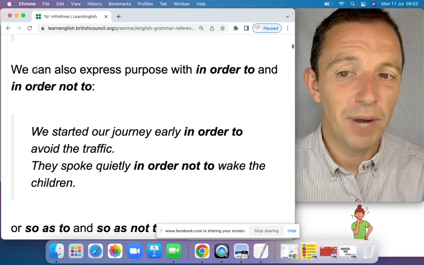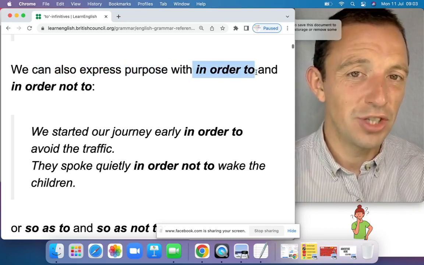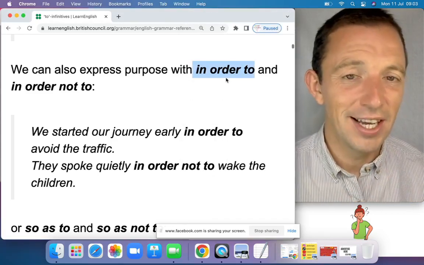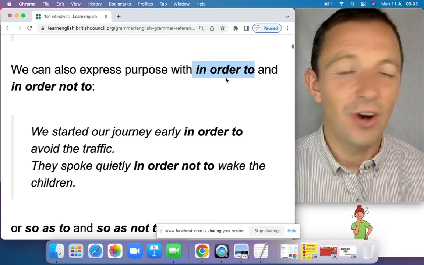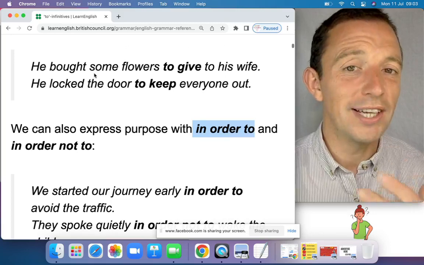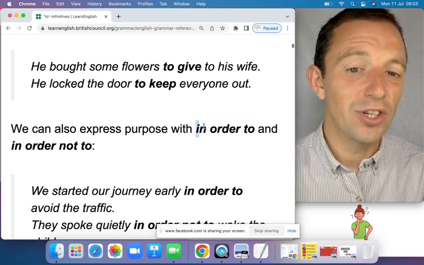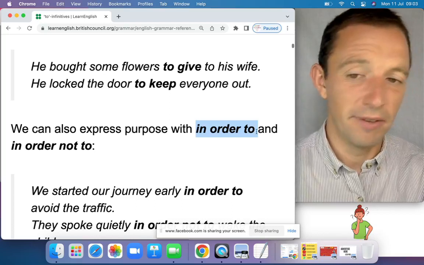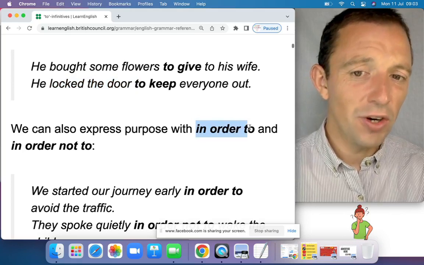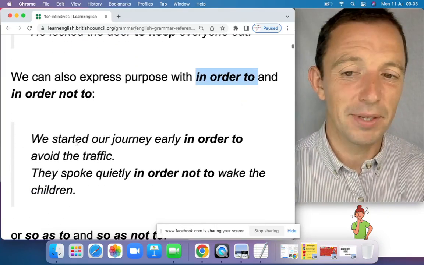We can also express purpose with in order to. This structure, in order to, is typically used to express the purpose, or the negative, in order not to. So it's exactly the same. Why? To answer why. He bought some flowers in order to give to his wife. He locked the door in order to keep everyone out.